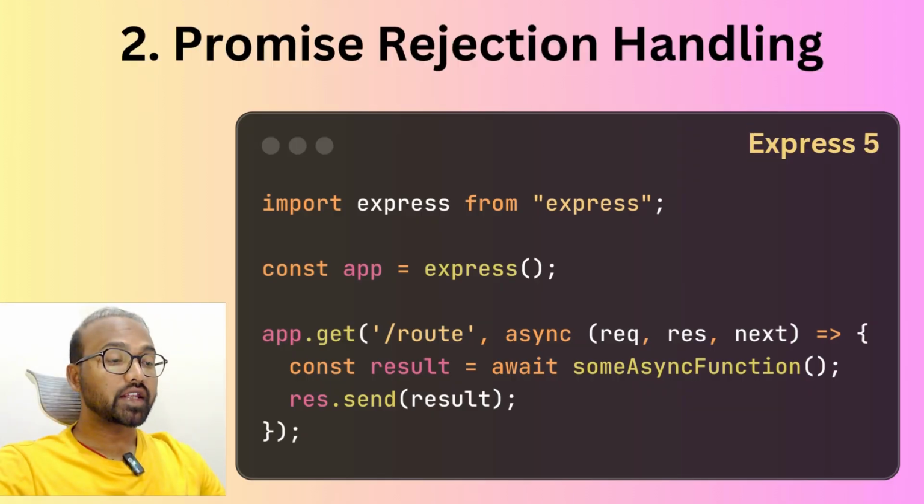Express.js 5 makes it easier to handle errors in async middleware and routes. Rejected promises are automatically passed to the error handling middleware. This simplifies error management when working with async functions. If some async function throws an error, it will be automatically caught by the error handler and you no longer need to manually call the next middleware.